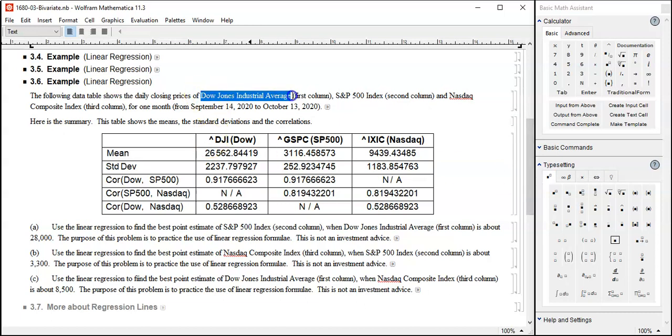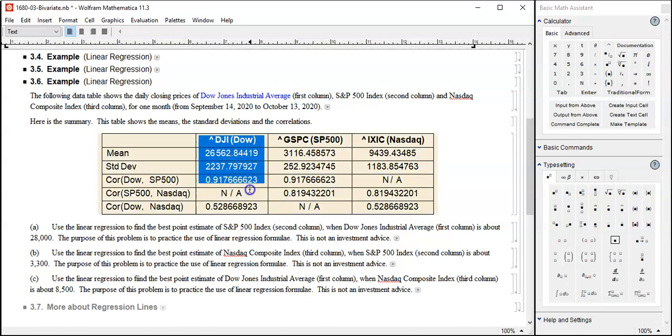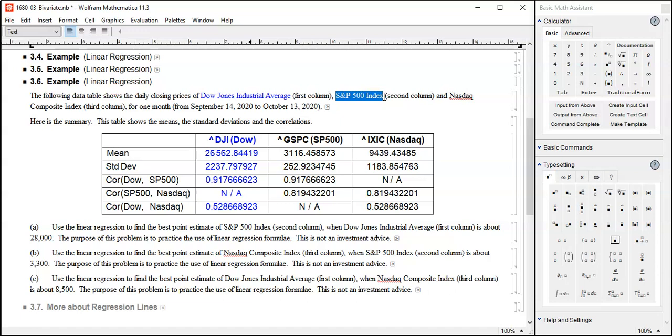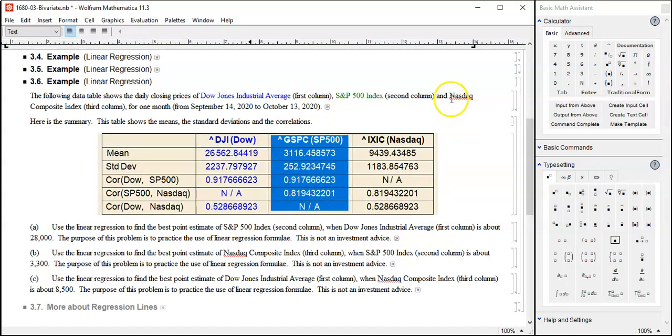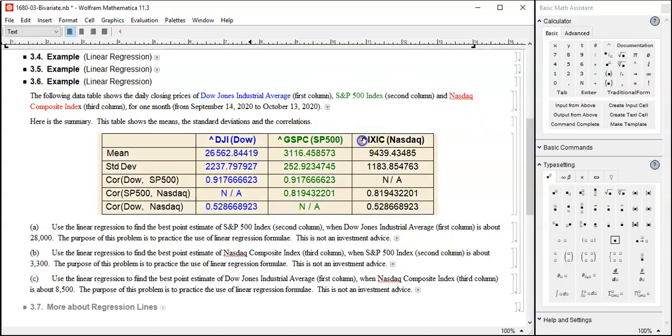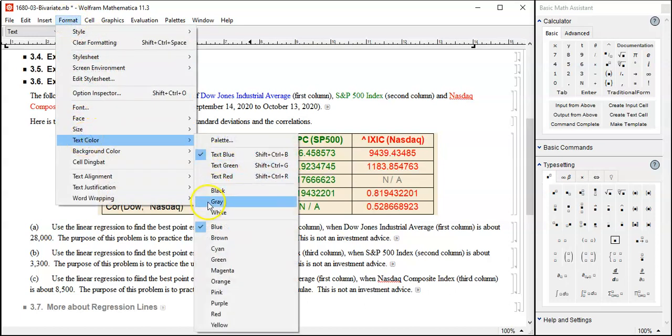Basically, we have this Dow Jones Industrial Average. That's blue. And S&P 500 Index. That's green. And Nasdaq Composite Index. And that's red. So basically what we have here is a correlation between Dow and S&P 500, and S&P 500 and Nasdaq. Oh, wrong color here. So this one is not applicable.